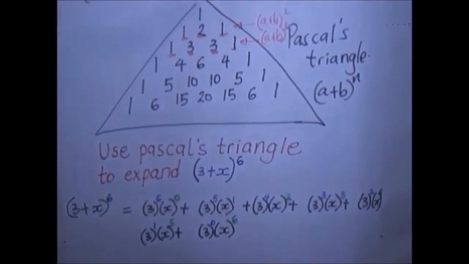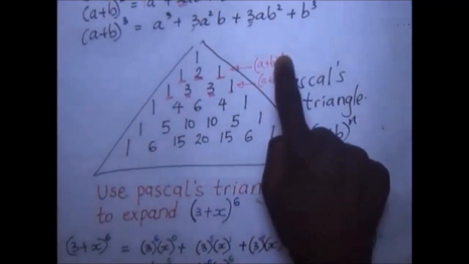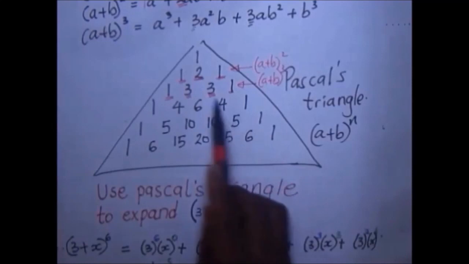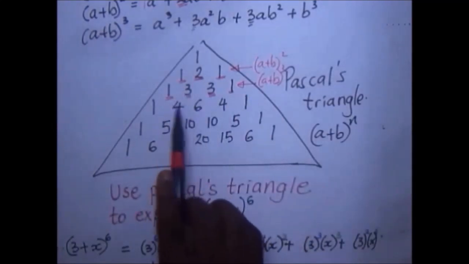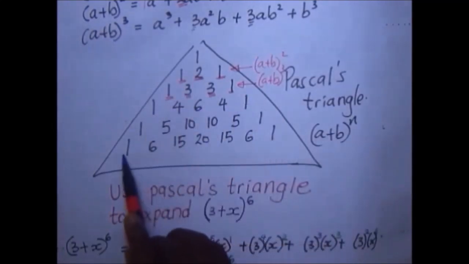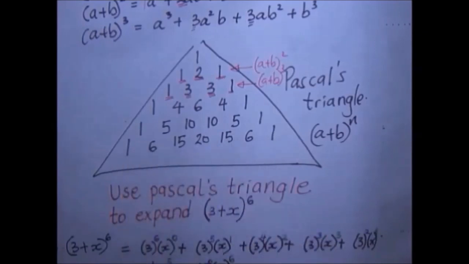Looking at our Pascal's triangle, this is a plus b to the power 2. This is to the power 3. This is to the power 4, to the power 5. So this is the line we are going to look at, to the power 6.